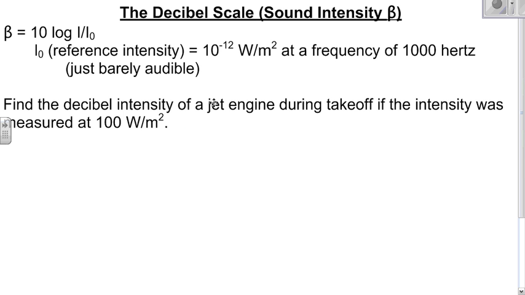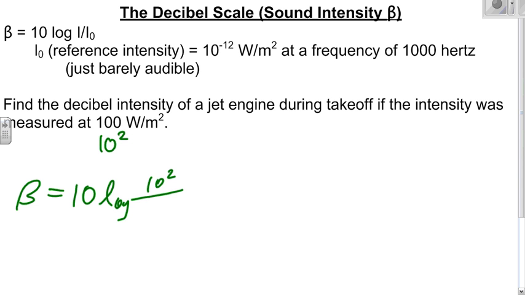So find the decibel intensity of a jet engine during takeoff. The intensity was measured at 100 watts per square meter. So if we convert that, that'll be 10 squared. So the sound intensity, decibels, is equal to 10 log 10 squared over 10 to the negative 12, the reference.